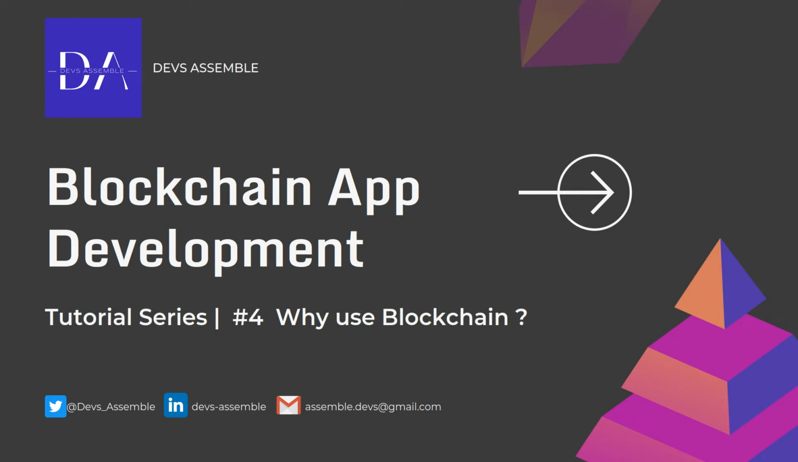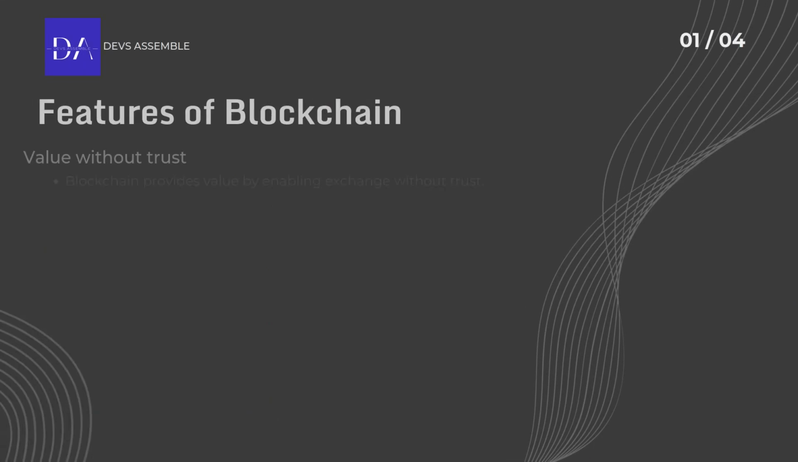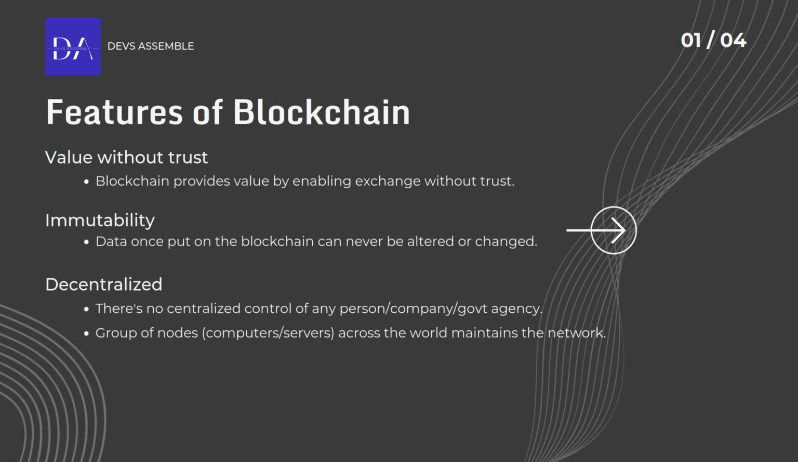Since now we know what blockchain is, it's time to look into why we need to use blockchain, or what the features of blockchain are. So the first one is value without trust. Now, as we already know, blockchain provides value by enabling exchange without trust.